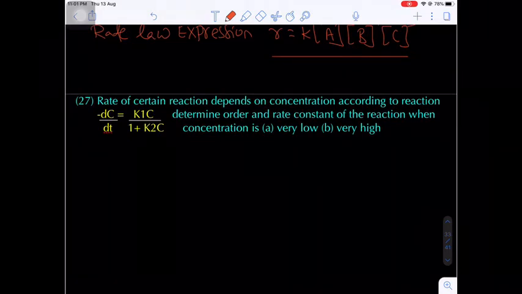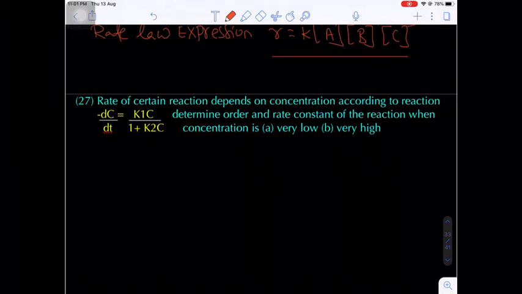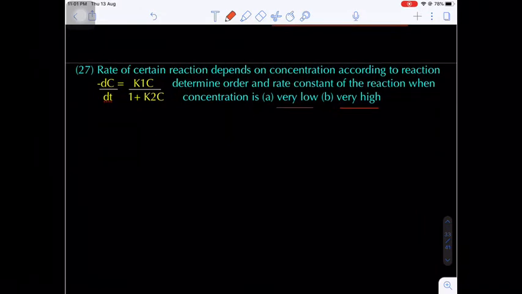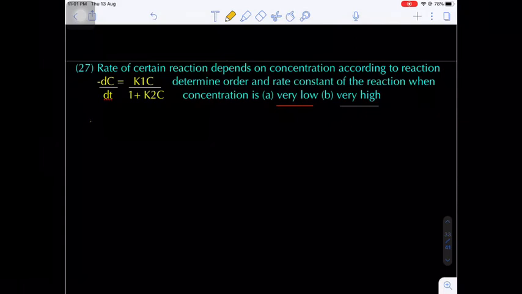The rate of a certain reaction depends upon the concentration according to the expression minus dC by dt equal to K1 into C divided by 1 plus K2 into C. Determine the order and rate constant of the reaction when the concentration of A is very low, and number 2, very high. These are two cases here. If the concentration C value is very low and very high, we have to find which order the reaction is and what the rate constant value is.